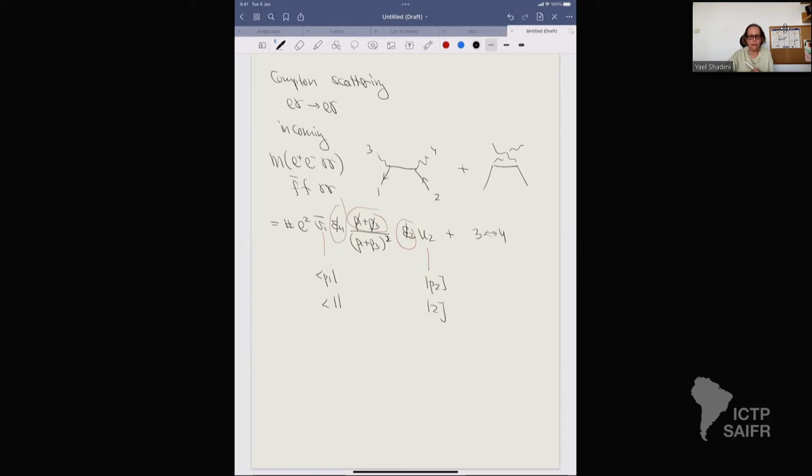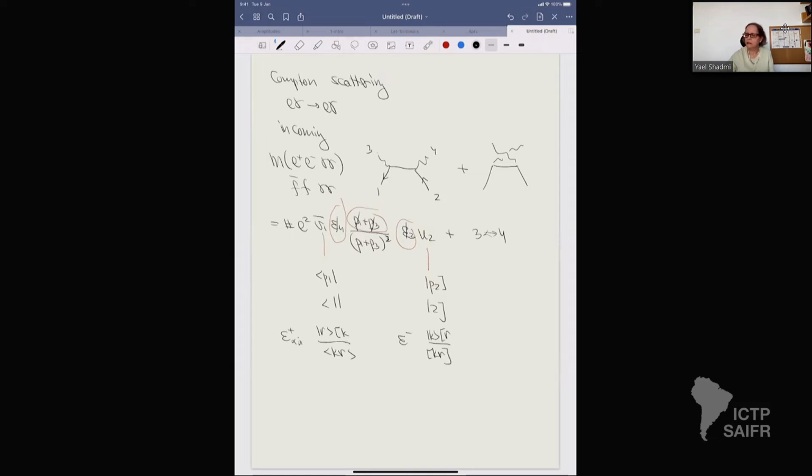Now I need to substitute the polarizations. Recall that epsilon plus is of the form |r⟩[k| divided by ⟨kr⟩, and epsilon minus is of the form |k⟩[r| divided by [kr].